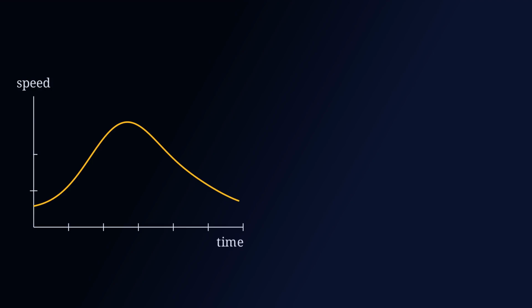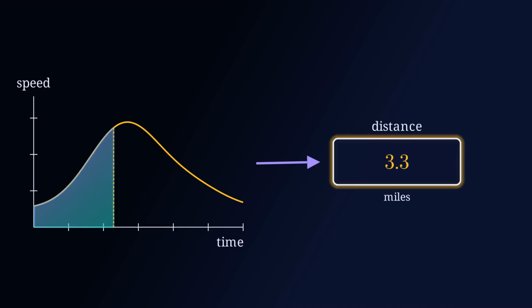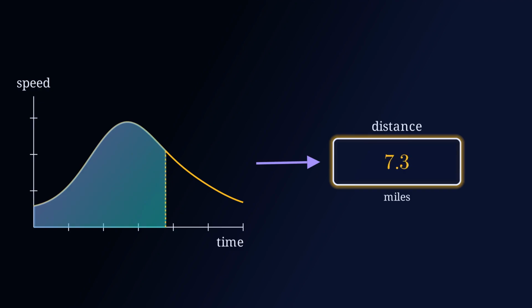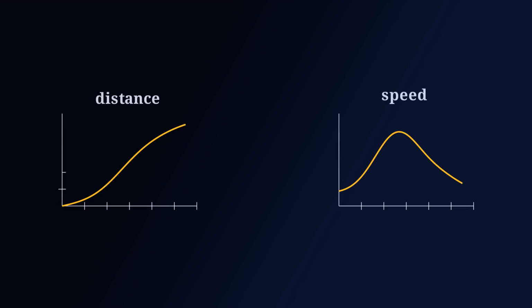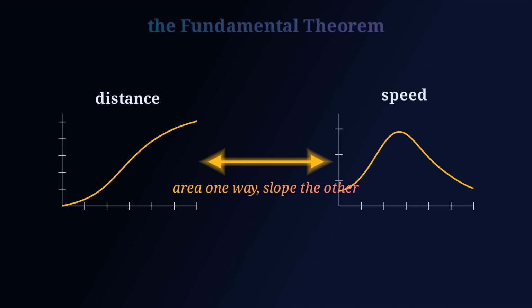Now the reverse direction, which is exactly our area idea. The total distance you've traveled is the accumulated area under the speed graph. Go fast for a while and you sweep out a lot of area, which means a lot of distance covered. So distance and speed are inverse partners. Speed is the slope of distance. Distance is the area under speed. That's the fundamental theorem wearing everyday clothes. The same relationship holds for any curve you like.